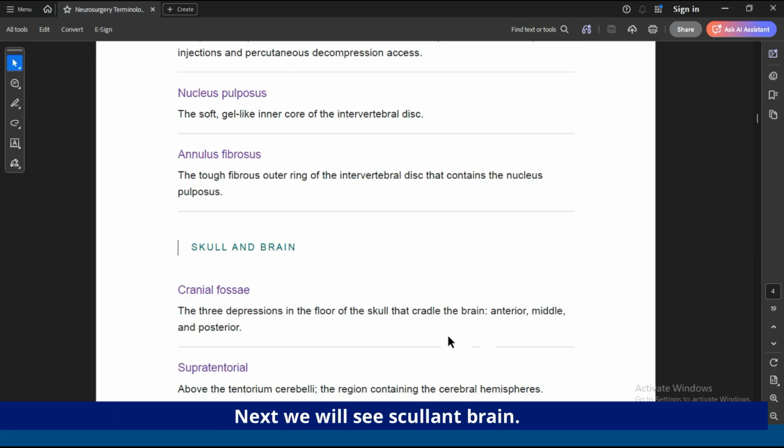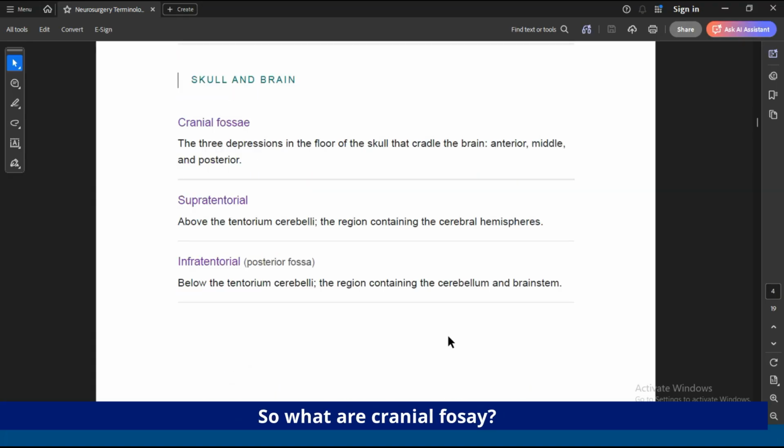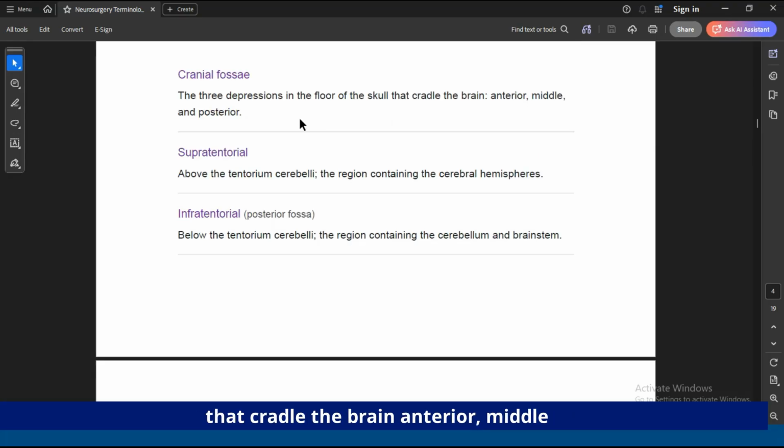Next we will see skull and brain. Okay. So what are cranial fossae? There are three depressions in the floor of the skull that cradle the brain: anterior, middle and posterior. Basically fossa means depressions on the floor of the skull. Think of it like the floor of the skull dividing into three parts: anterior, middle and posterior. These three parts combined are called the cranial fossae.